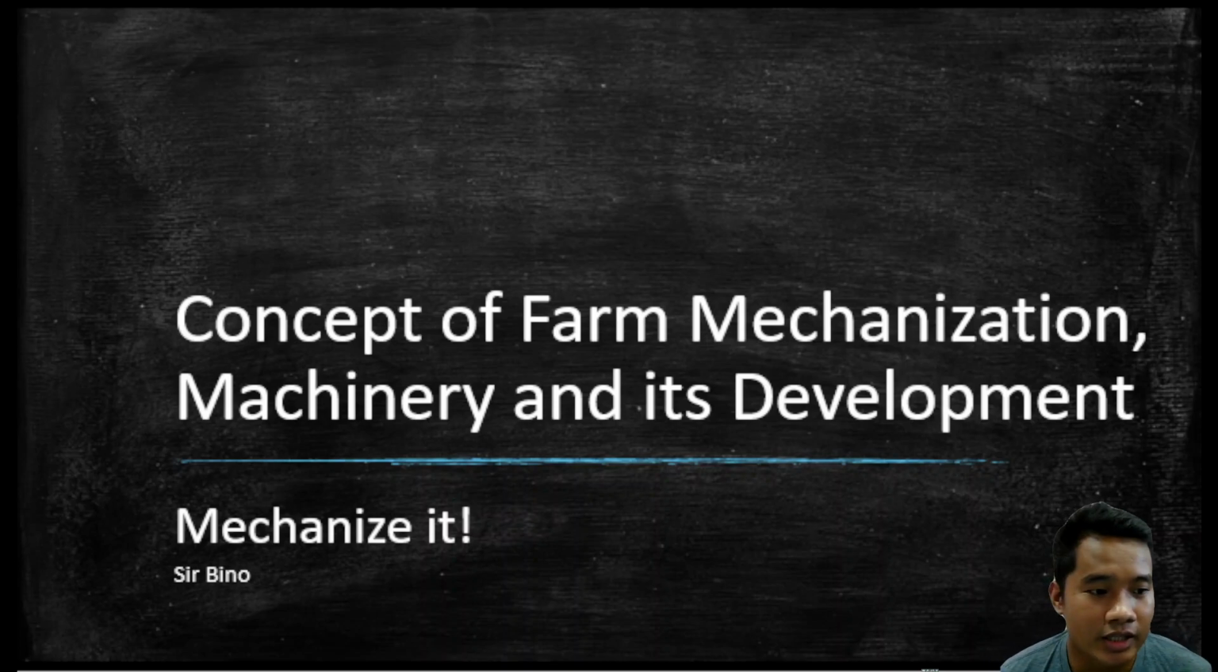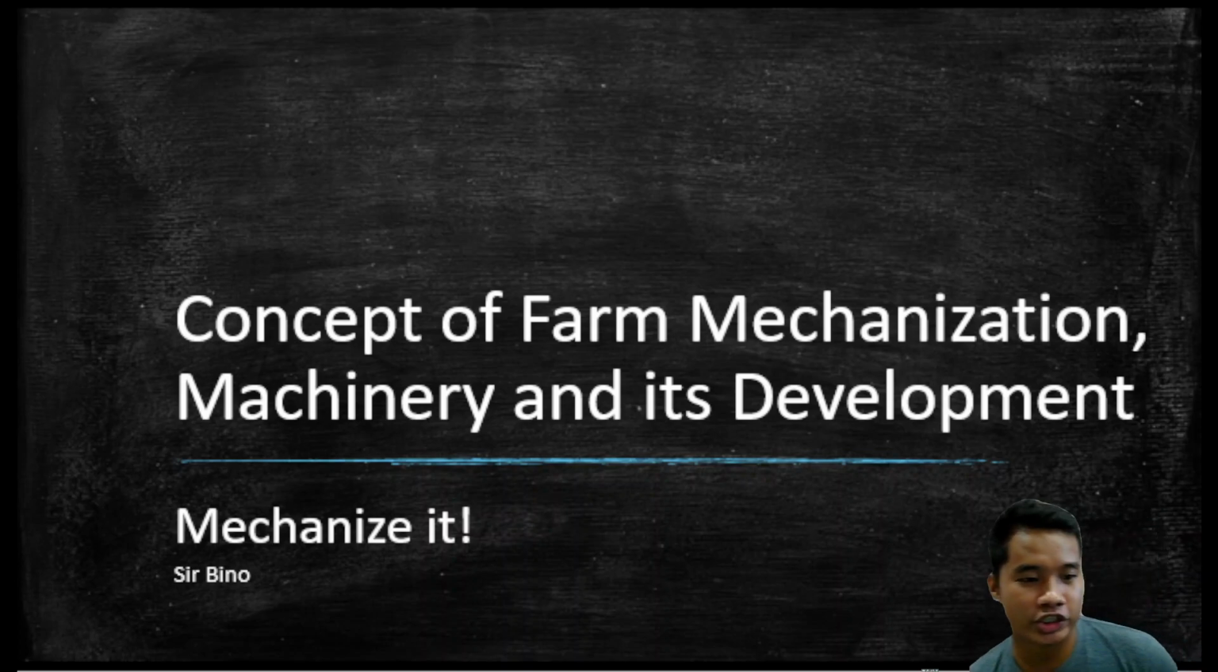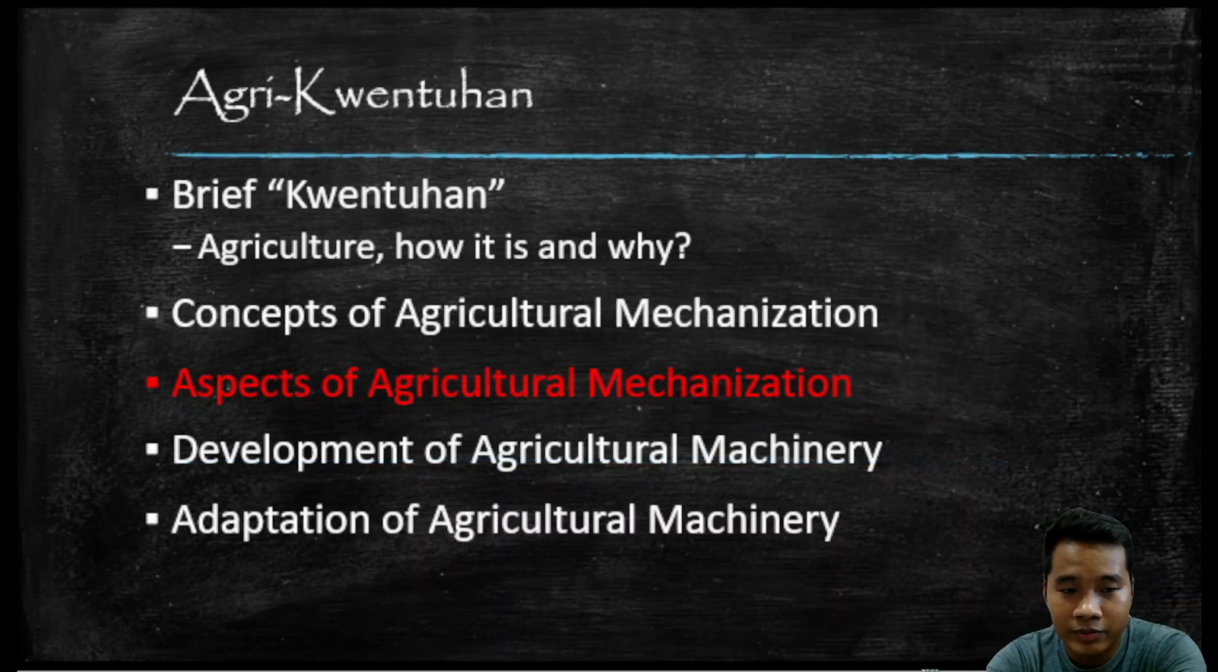So good day again. Let's continue our discussion on the concept of farm machinery and its development. Last time, in our previous video, we discussed a brief background of agriculture, with the development in the supply chain, and the role of mechanization and machinery in agricultural development. After that, we discussed some concepts to understand more about agricultural mechanization.